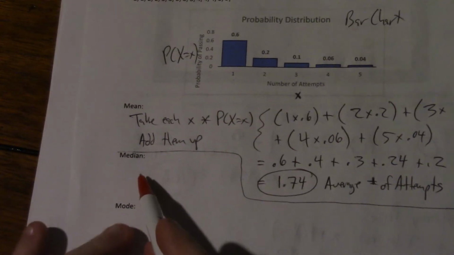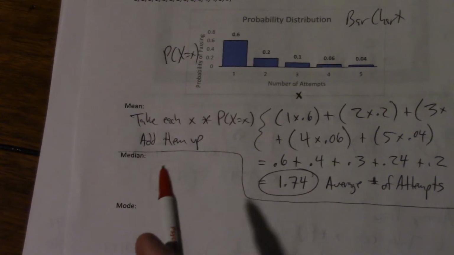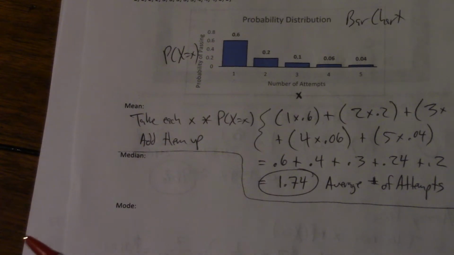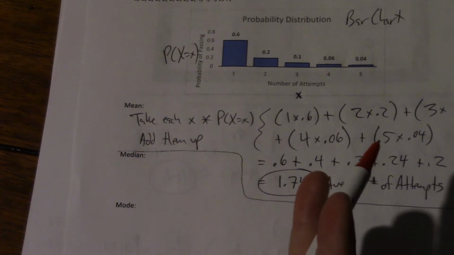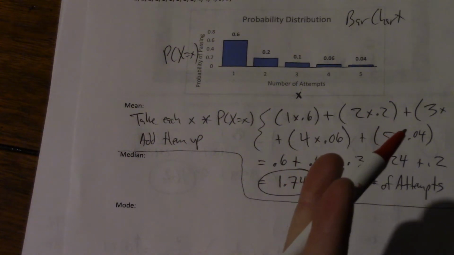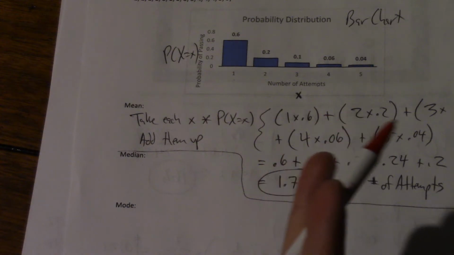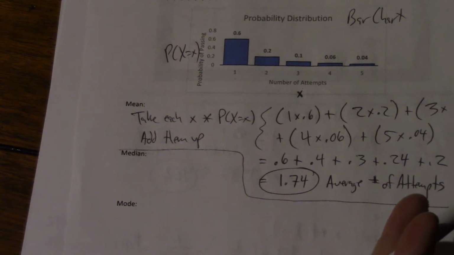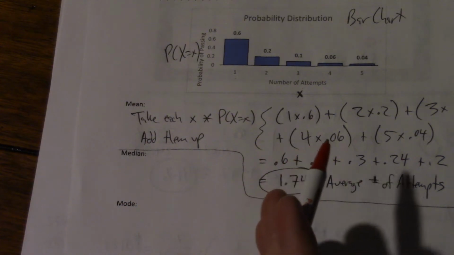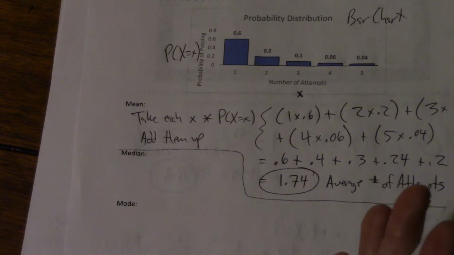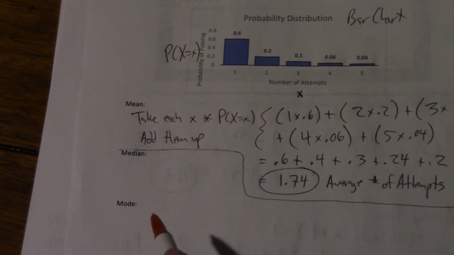Okay. And what about the median? So the median, its interpretation hasn't changed. The median still means what value of the random variable cuts the data set in half. So half of the time, students needed this number of attempts or fewer to pass. Half of the time, students needed this number of tests, whatever it is, the median, or more to pass.